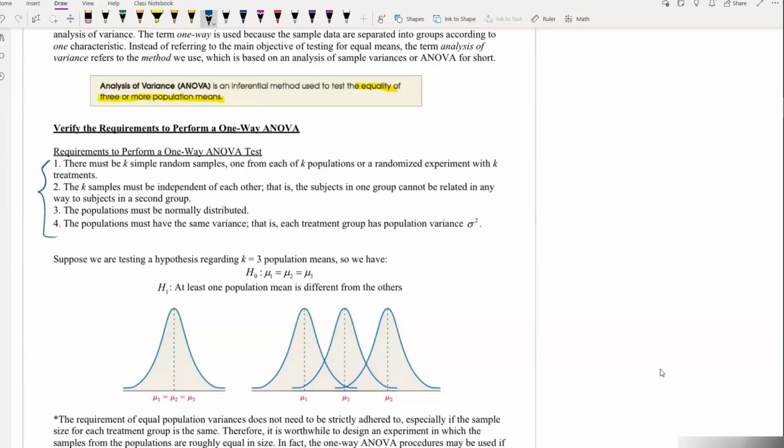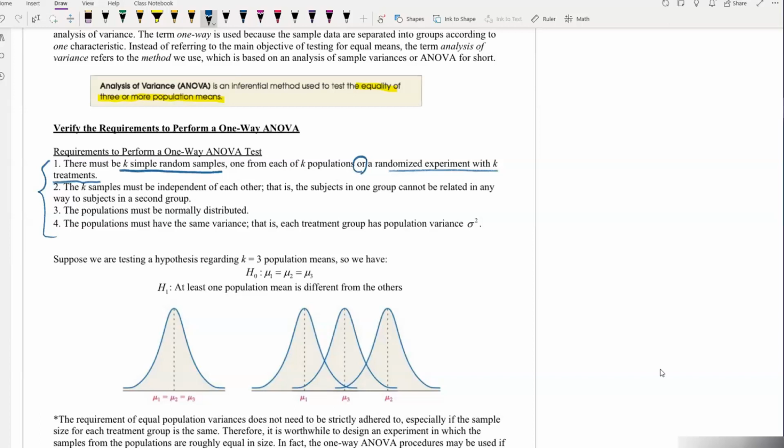The first one: there must be k simple random samples, one from each of k populations. Depending on how many populations we have, from each one of those populations we're going to have one sample. In other sections we had 2 populations, that's why in 11.3 we had 2 sample sets. But here we have more than 2. So k simple random samples, or a randomized experiment with k treatments.